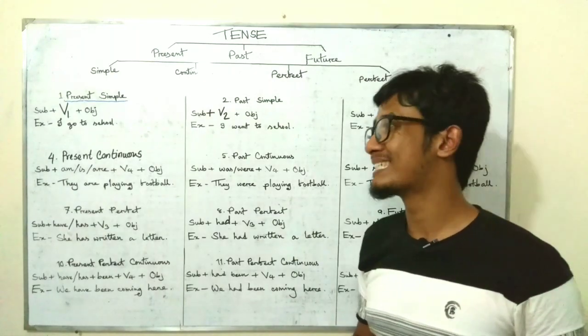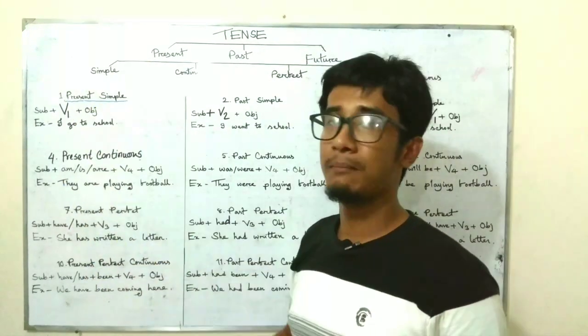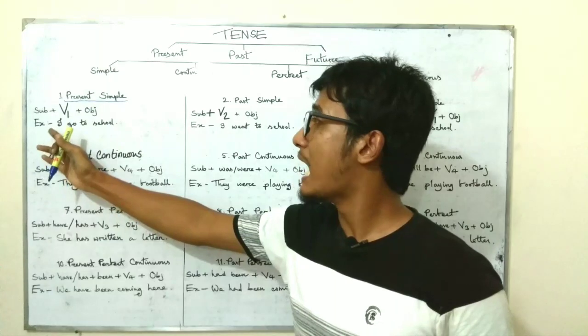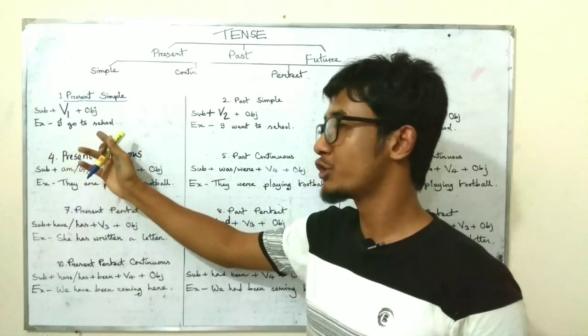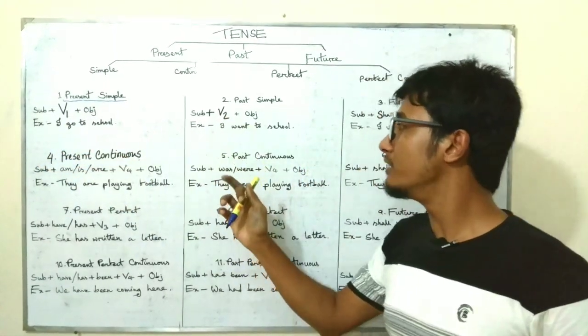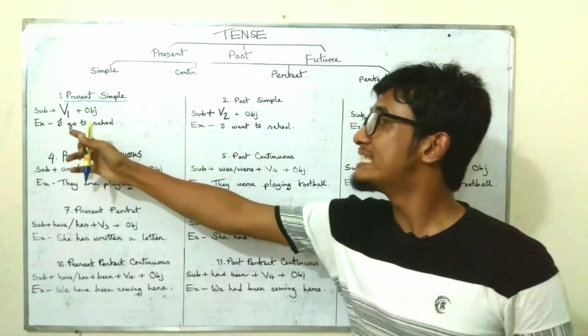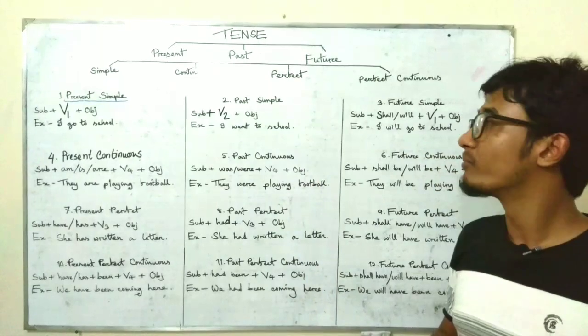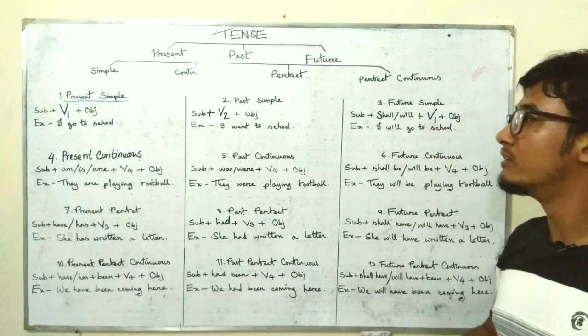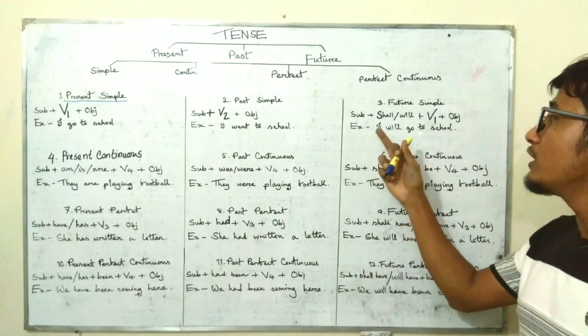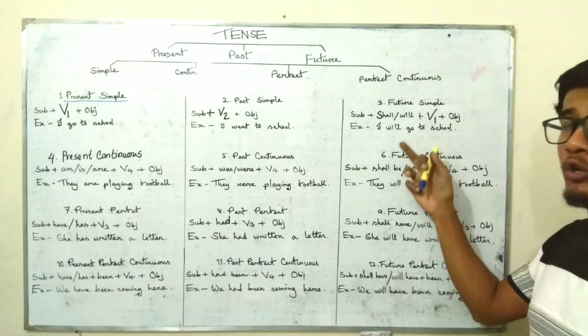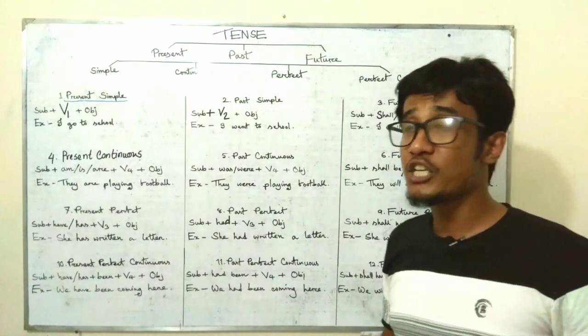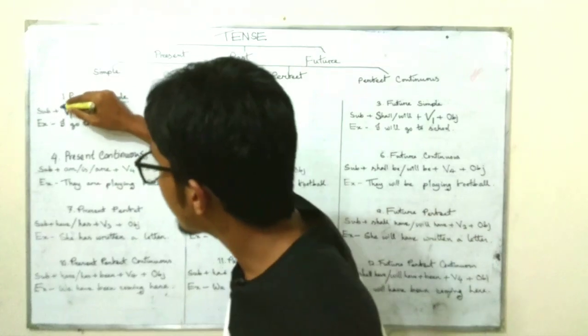So let me give you some examples. In present simple, the example is I go to school. In past simple, you see, instead of go, went. I went to school. And in future simple, the example is I will go to school. Quite similar. So where is the change? The change is in the verb.